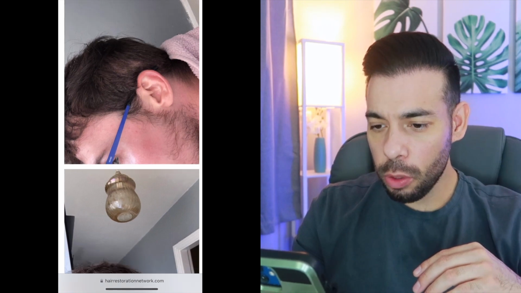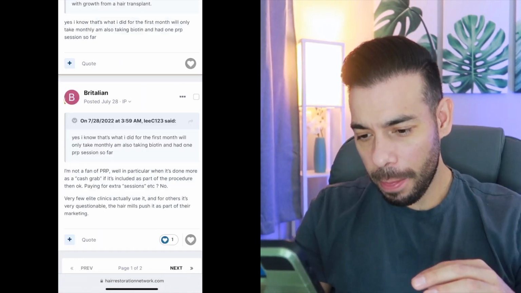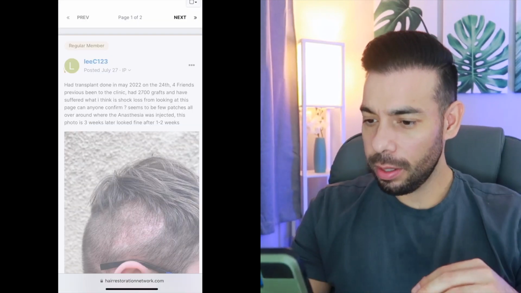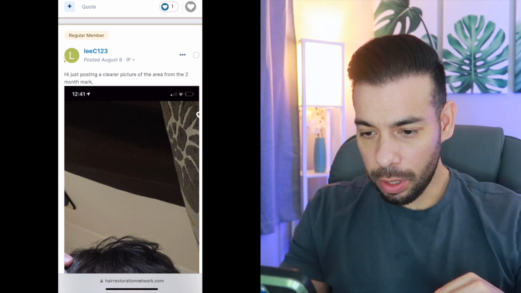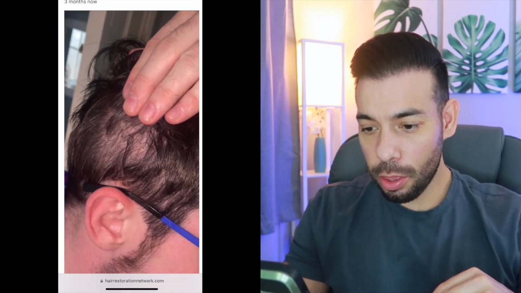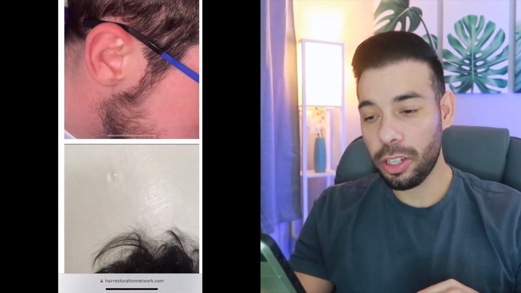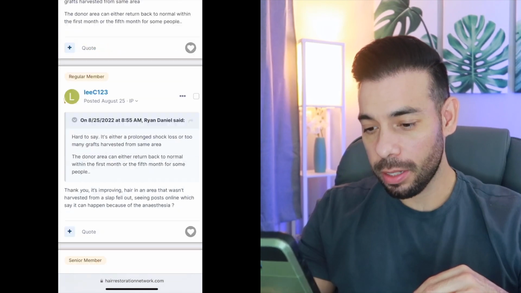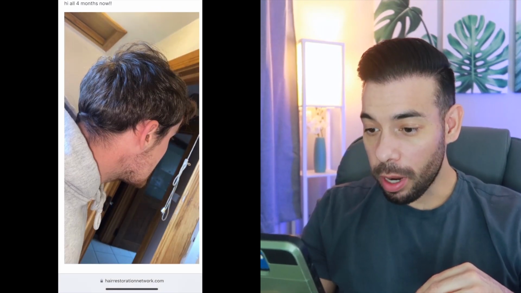Okay, so here's the 2-month mark. As you can see, it's still looking a little bit thin. At this point, it's anyone's game. At 3 months, it's still looking thin, still very patchy in that same area.